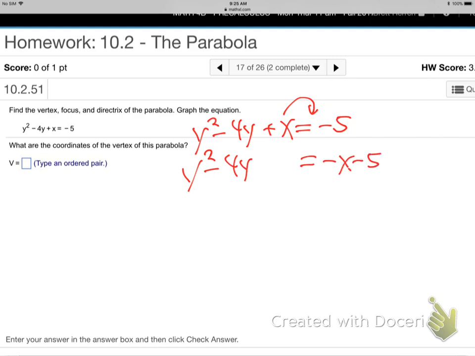So take it from there. Find that middle number, use that middle number to find the magic number.